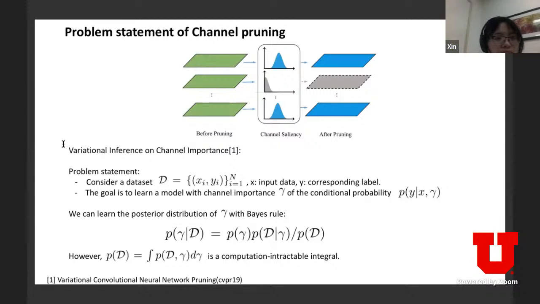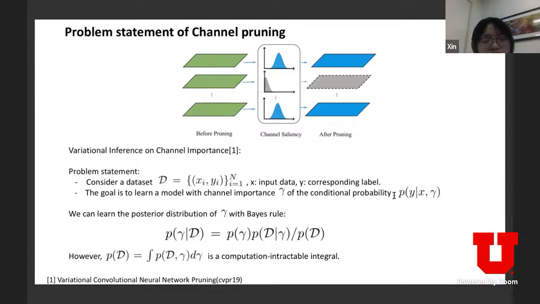Here it introduced variational inference on the channel importance, actually the scaling factor. So let's look at the problem. Let's consider D as a data set of samples, where X is the input data and Y is the label. For this problem, gamma still means the channel importance or the scaling factor. Our goal is to learn the conditional probability P given X and gamma.